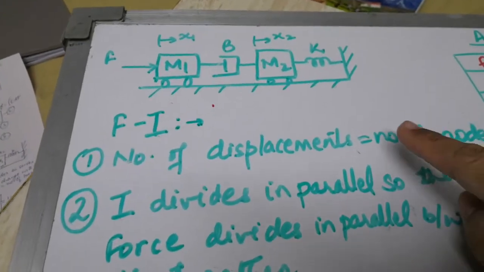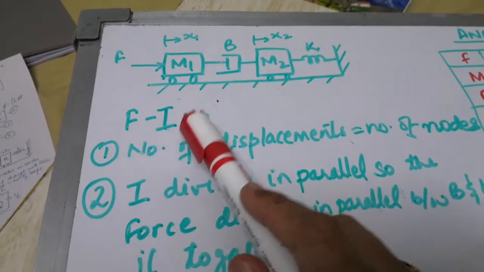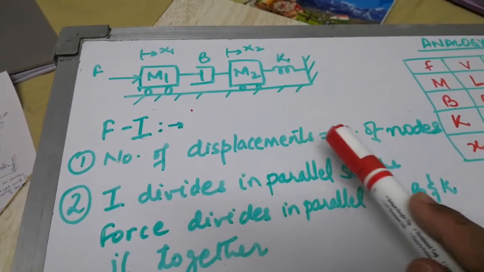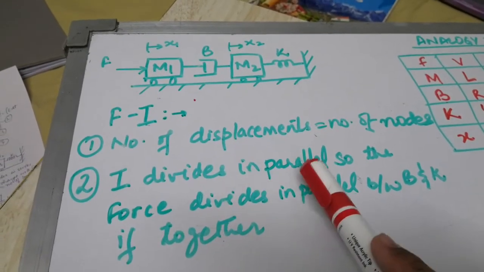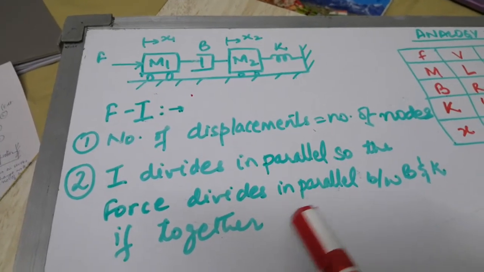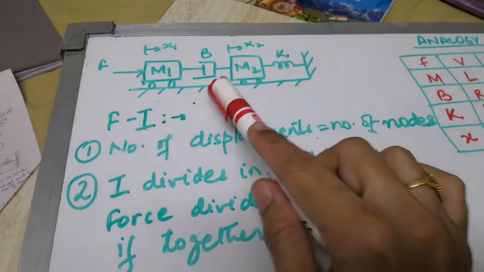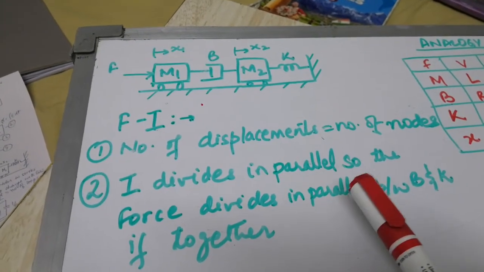So for the same example, we are now going to draw our FI analogy. Now the rules are a little bit changed. The number of displacements will be equal to the number of nodes, and as we know that current divides in parallel, the force divides in parallel between B and K if they are together. Here they are single ones, so after this example we are going to use this rule in the second question.